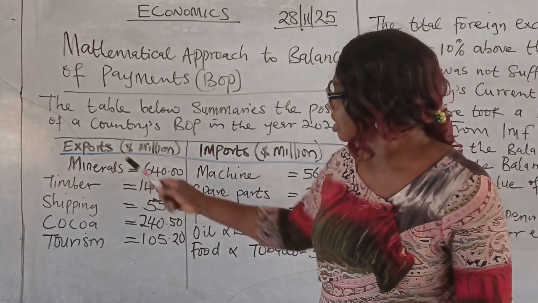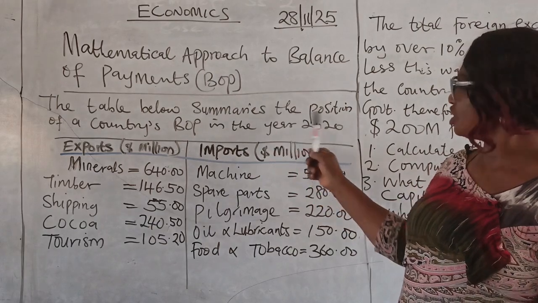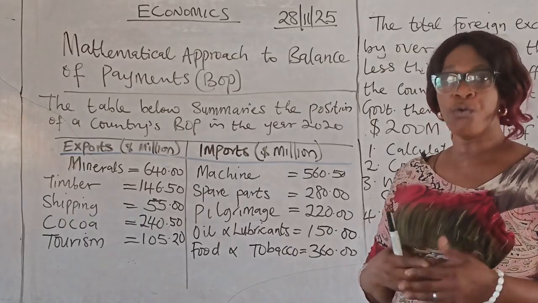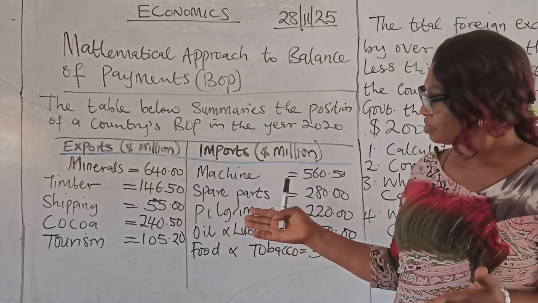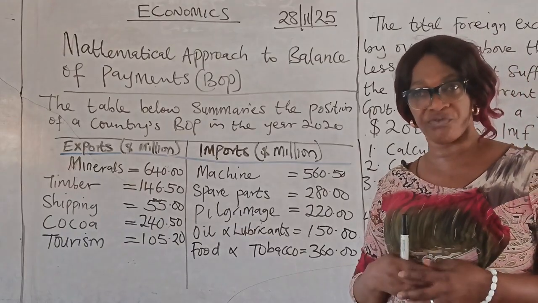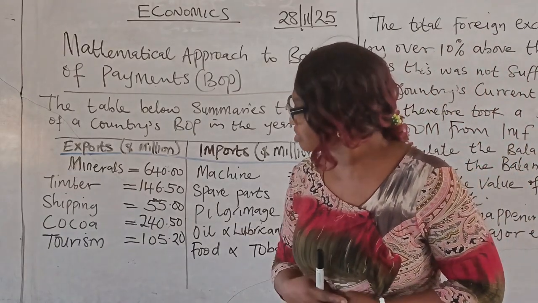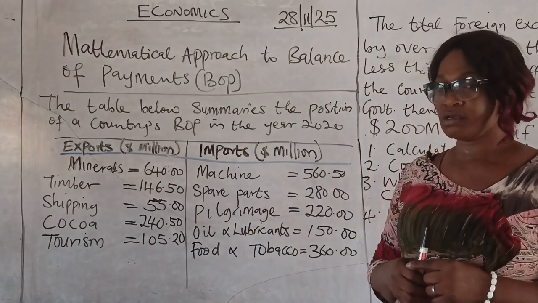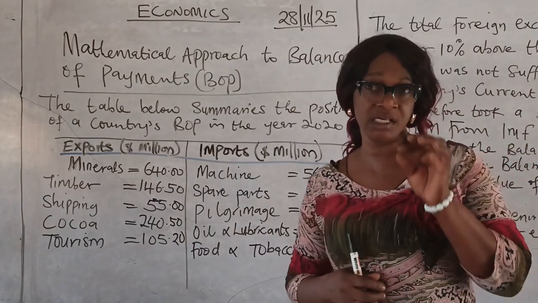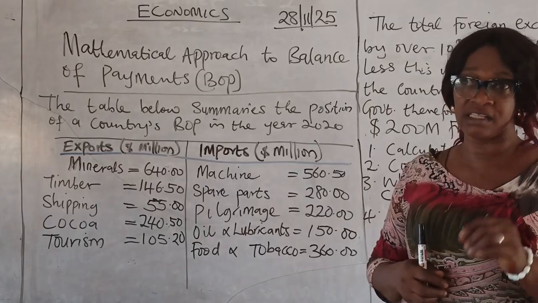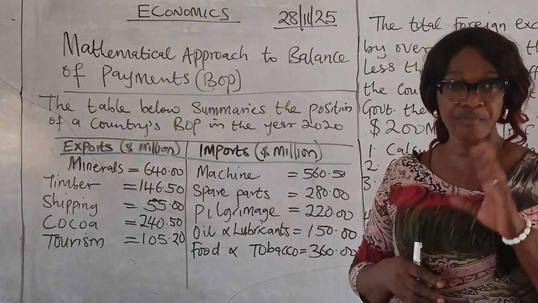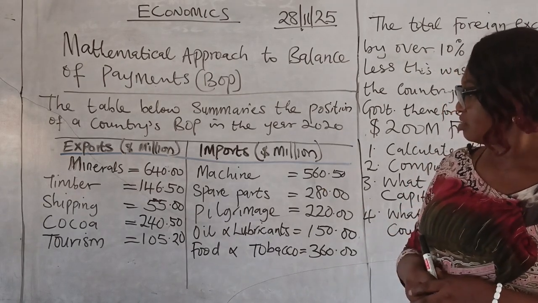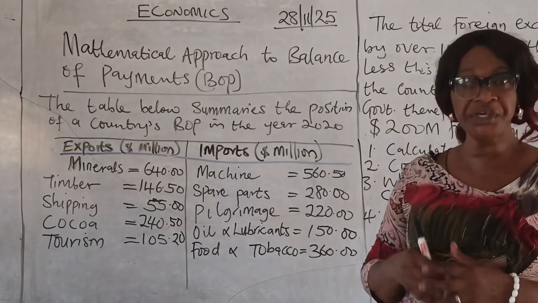The question says the table below summarizes the position of a country's balance of payments in the year 2000. We were given a table, and I want you to study the table very well. Look at the exports. The export is in $1 million. So take note, when you fail to use the naira sign or dollar sign, probably they will deduct 2 marks from your work. When you look at the imports, you find out that the import is in $1 million.